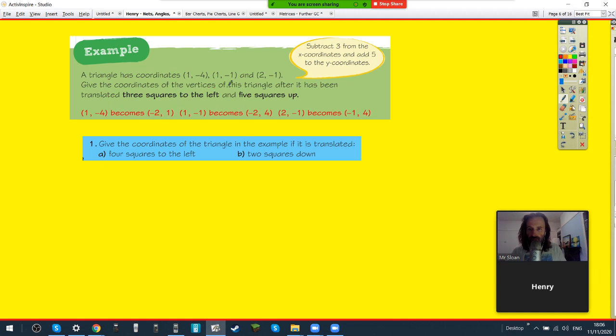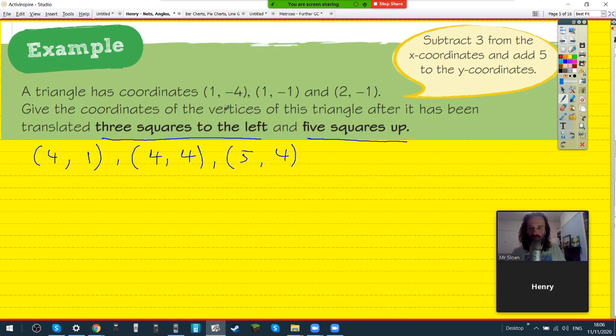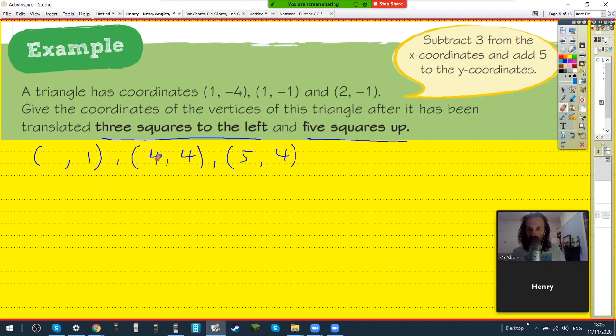Where are we? 3 squares. Oh, no, that one was 3 squares left, not to the right. So what do we have to do with those ones? Oh, minus it. Yep. Minus 2 for the first one. Minus 2 and 1.